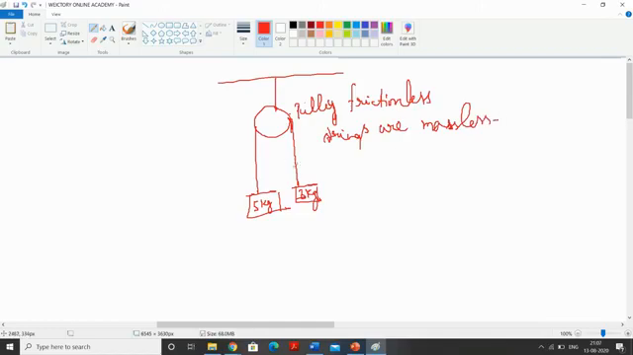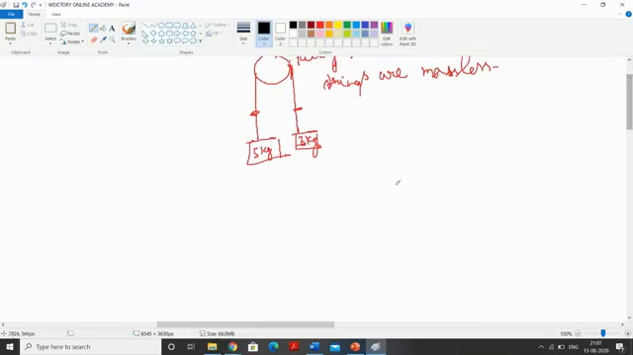So whatever the tension in this string, the same tension will be in the left string. So for both strings, the tension is the same. Let's draw the free body diagram and show the forces here. Tension force, as a string tension force, is a force acting away from the body.